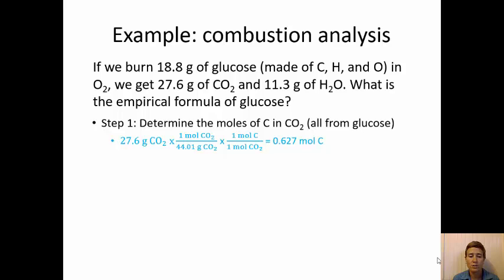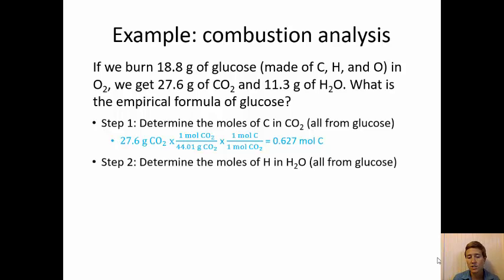Okay, so we have 27.6 grams of CO2. Use stoichiometry to determine that we have 0.627 moles of carbon. Notice I have now gone all the way to carbon because there's 1 mole of carbon in every mole of CO2. So that's how many moles of carbon were in the original 18.8 grams of glucose.